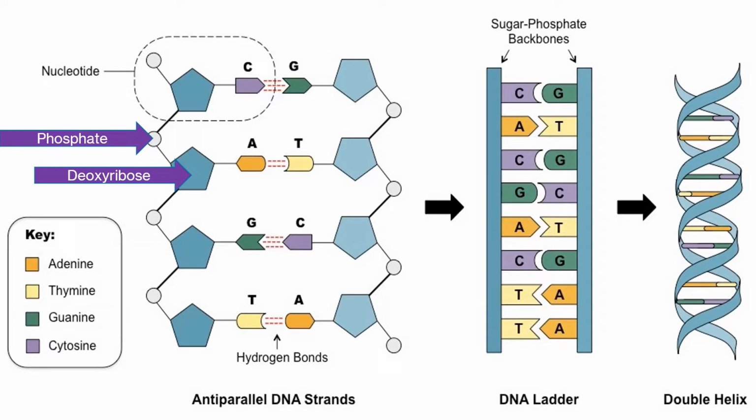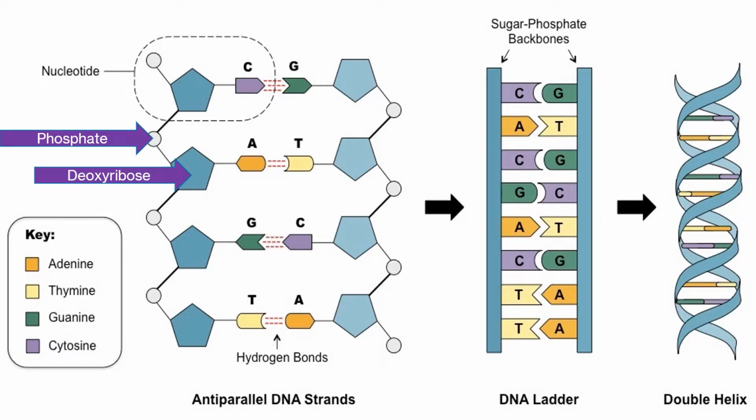An important part about DNA is that it's made up of nucleotides. A nucleotide is 1 phosphate, 1 deoxyribose sugar, and then 1 nitrogen base, which is either adenine, thymine, guanine, or cytosine, and they're just abbreviated with the first letter of that nitrogen base.